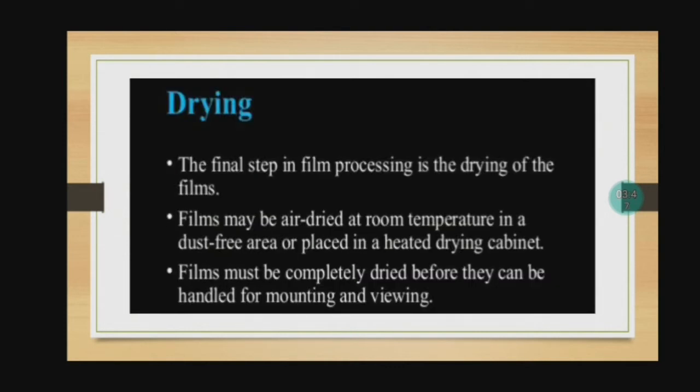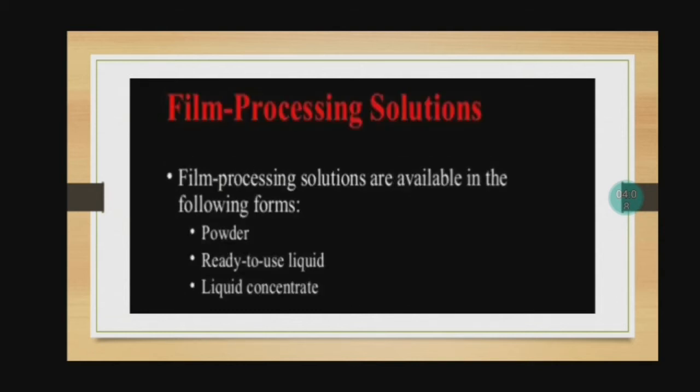Drying. The final step in film processing is the drying of the films. Films may be air dried at room temperature in a dust-free area or placed in a heated drying cabinet. Films must be completely dried before they can be handled for mounting and viewing.